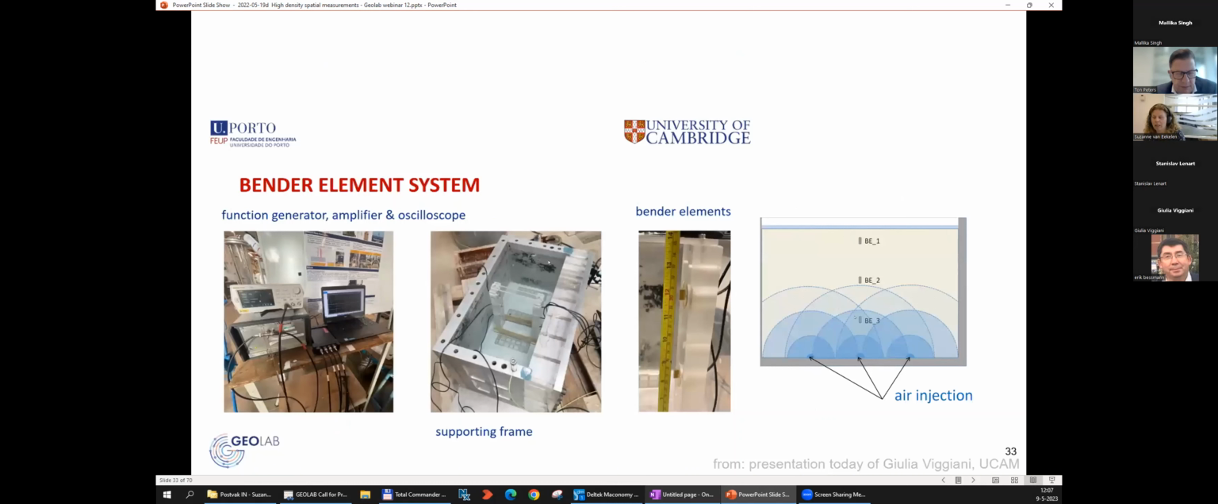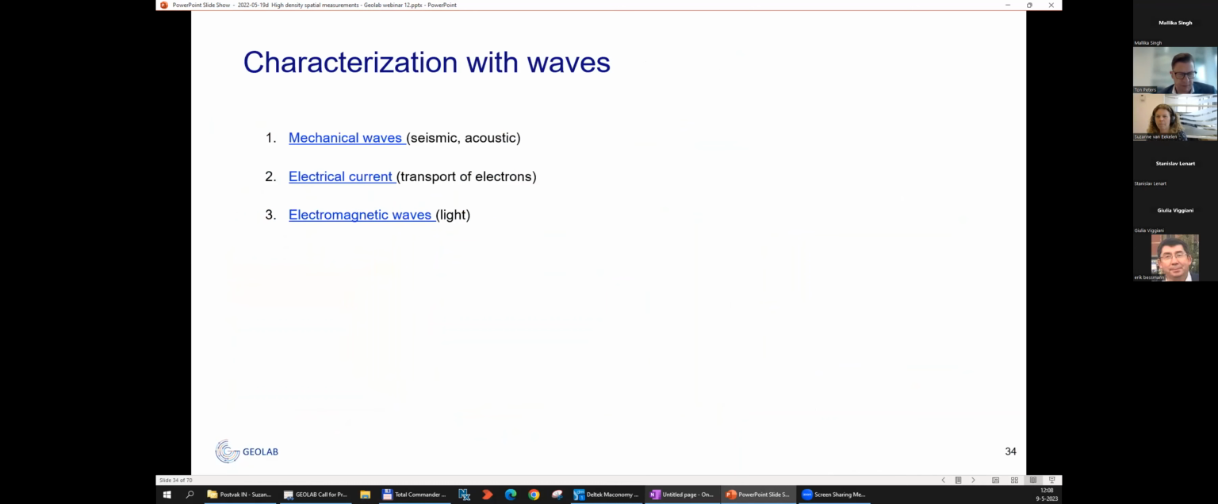And then Julia has just shown you these experiments, very nice, in the centrifuge, which can give a picture of the soil body, of the small strain stiffness in the soil body. And at Deltares, we are currently also developing this test setup, or a similar test setup, for centrifuge tests. So far, mechanical waves, then electric current and electromagnetic waves, I will tell you.